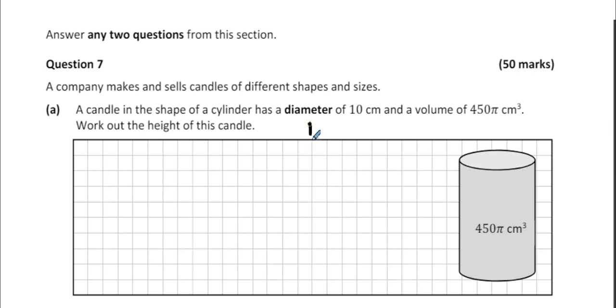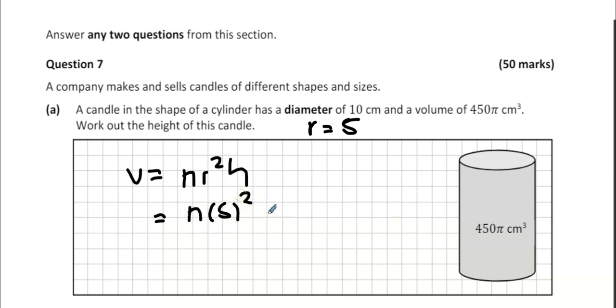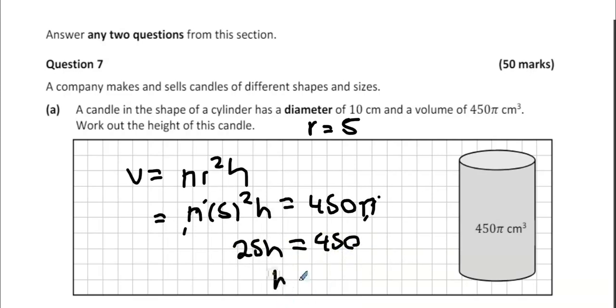Which means the radius is 5. The volume is the volume of a cylinder because it's in the shape of a cylinder. And what we're going to get is pi times 5 squared multiplied by h is 450 pi. The pi's cancel on both sides. I'm going to get 25h equals 450, and then how does that divide in? 18. Okay. h equals 18.